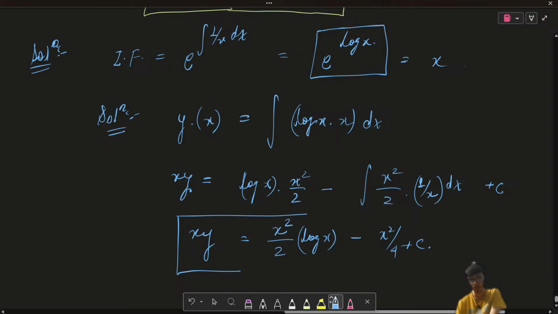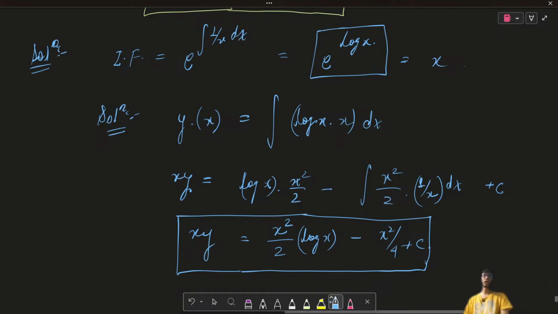This is the general solution of the differential equation that you see here, right? This is how the general solution of such a differential equation is going to look. I hope this is clear to all of you. Did you all get the same answer to this question?